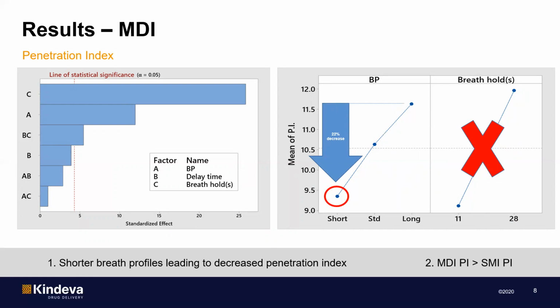Finally, it's worth noting that the penetration index for the MDI is approximately 10, which is much greater than the predicted penetration index for the SMI. And that's due to the significant difference in the input APSD. The MMAD for QVAR is much reduced compared to Respimat.